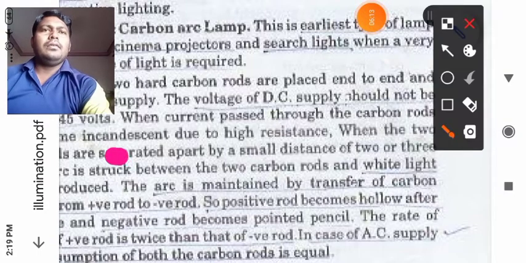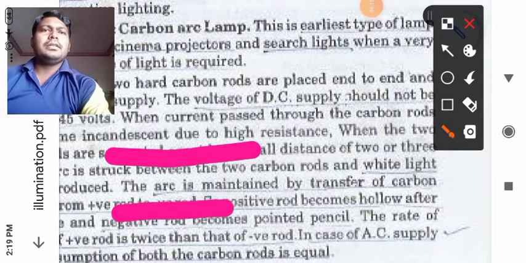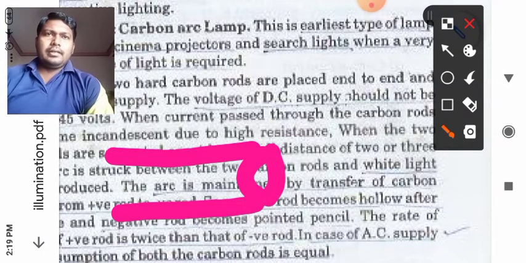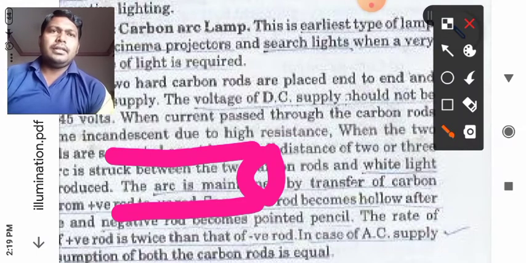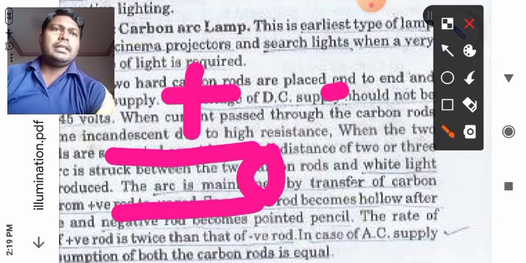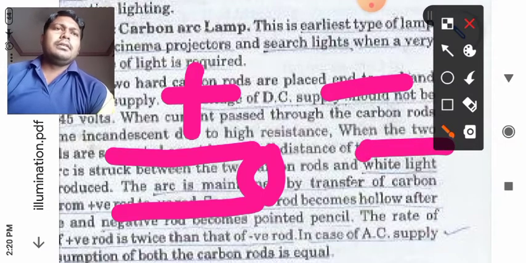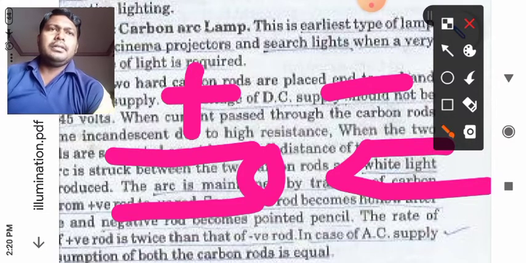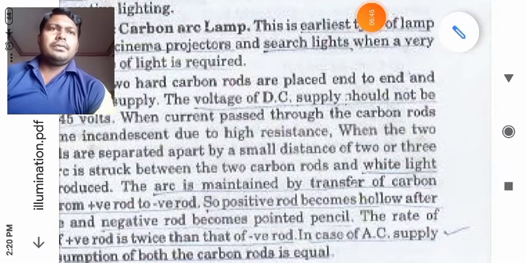So this electrode rod will be hollow inside. That means the material has been shifted from the positive part to the negative electrode, and the tip of the carbon rod will be pointed, or you can say pencil-like structure.